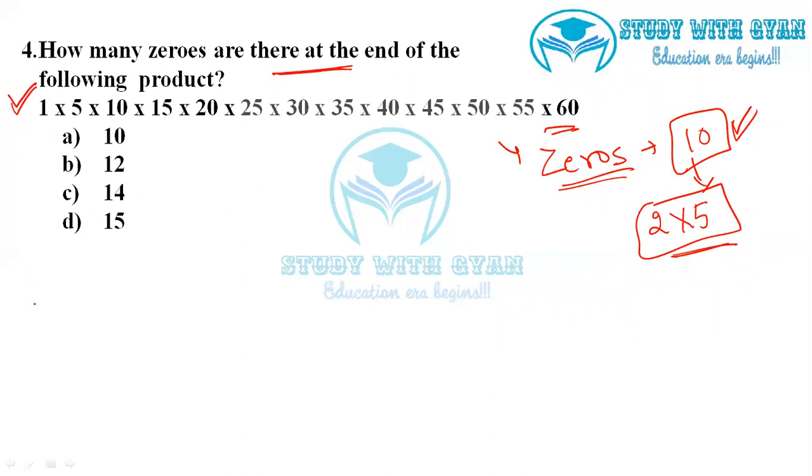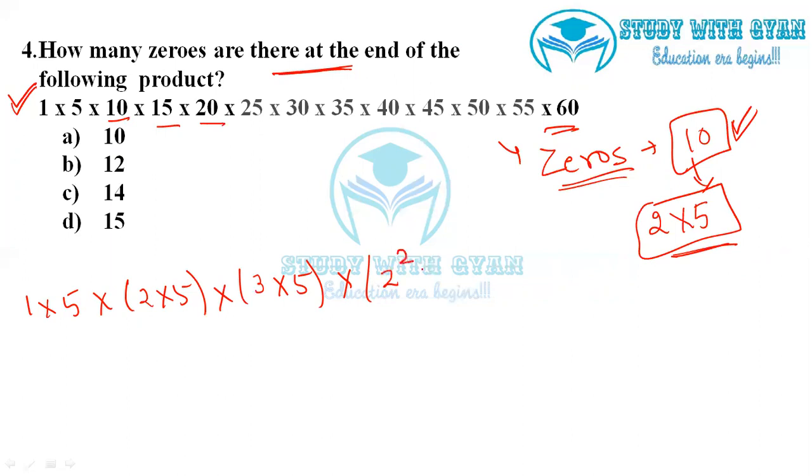That means 1 cross 5. Now 10 you can break like 2 cross 5. 15 you can break like 3 cross 5, and then 20, you can break like 4 cross 5. 4 5s are 20. 4 means 2 square cross 5. Then 25, that means 5 cross 5.